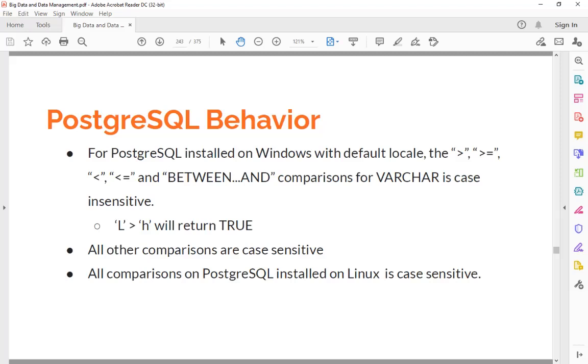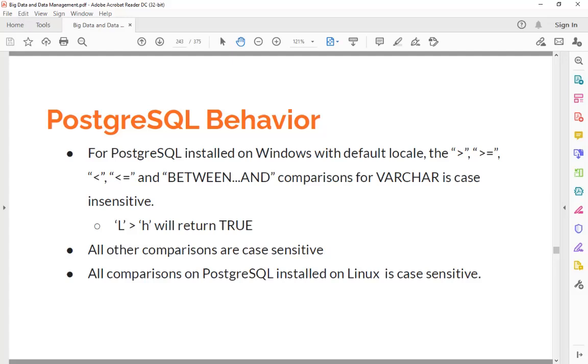So if you see the comparison of uppercase L with lowercase h, we already mentioned that lowercase h is higher in order, so uppercase L should be less than h. But if you run this in Postgres installed on Windows with default locale, it will return true. All other comparisons, however, are case sensitive. And all comparisons on Postgres installed on Linux are case sensitive. And if you install Postgres with many other locales, it will also be case sensitive.